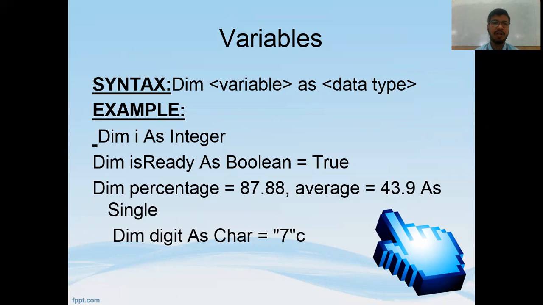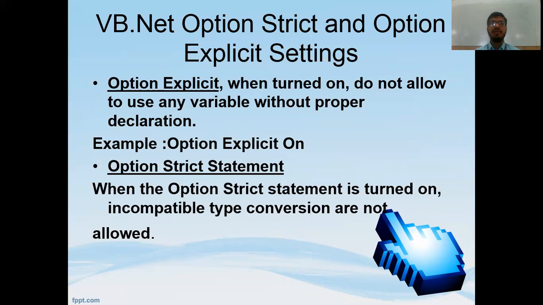Again, there are a few more examples. Dim isReady As Boolean = True. Again, a group of characters is involved as a variable. We can also assign a value to a variable, like Dim percentage = 87.88. If you want to declare many variables, you can do it like this, like average = 43.9. In a single line itself you can declare many variables, and Dim digit As Char = 7. Okay. So over here, VB.NET has Option Strict and Option Explicit settings.